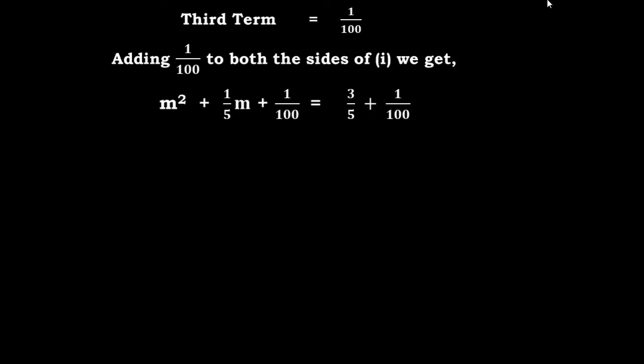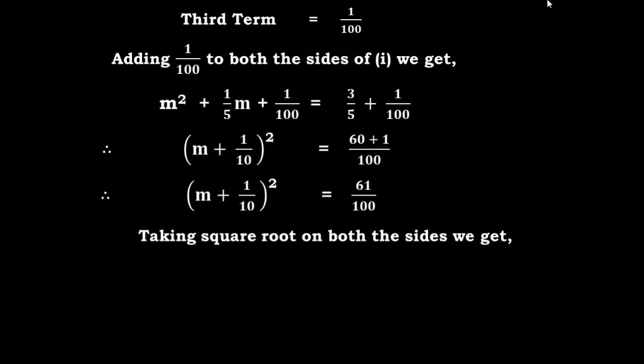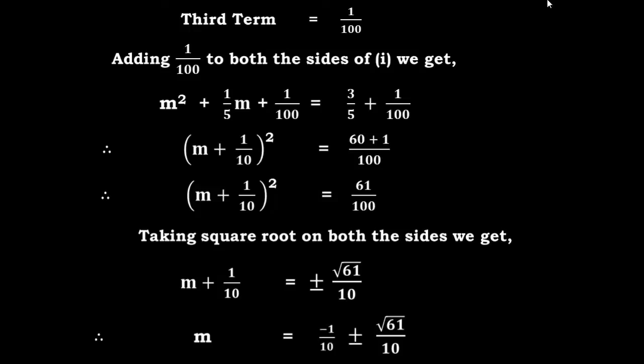Now see, this is the square of (m plus 1 upon 10) the whole square, and at RHS the denominator will become same. For that we can consider denominator 100. So multiply this 3 by 20, you will get 60 plus 1, that is 61 upon 100. Taking square root on both the sides, m plus 1 upon 10 is equal to plus or minus root 61 upon 10. So m is equal to minus 1 upon 10 plus minus root 61 upon 10.